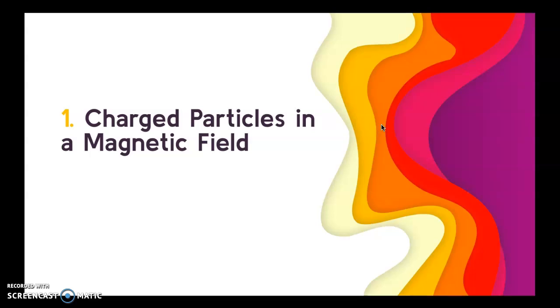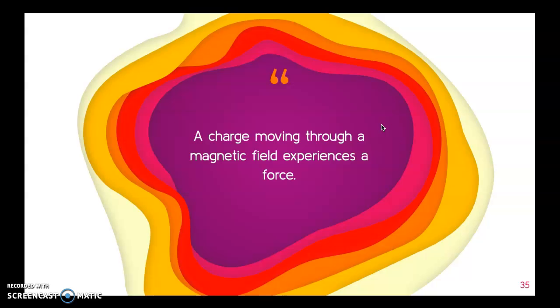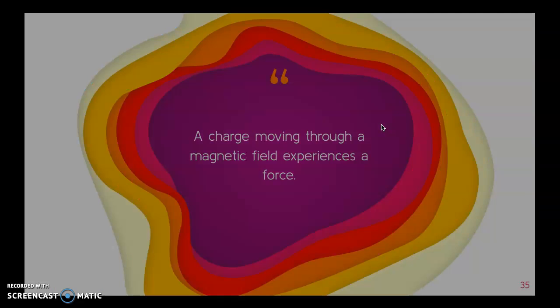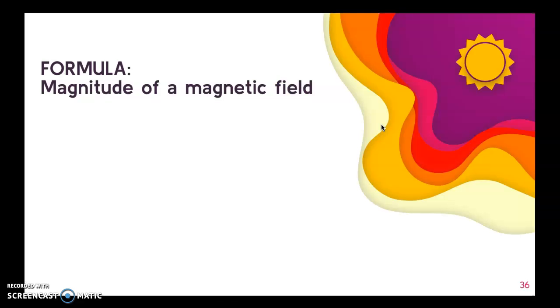So if you have a charged particle, some electron or some proton, moving through a magnetic field, it will experience a magnetic force. You know that forces can be measured in newtons. A charge moving through a magnetic field experiences a force. So all these terms are new except for force, which is newton, some good old familiar newton. Here's the formula you need to know.